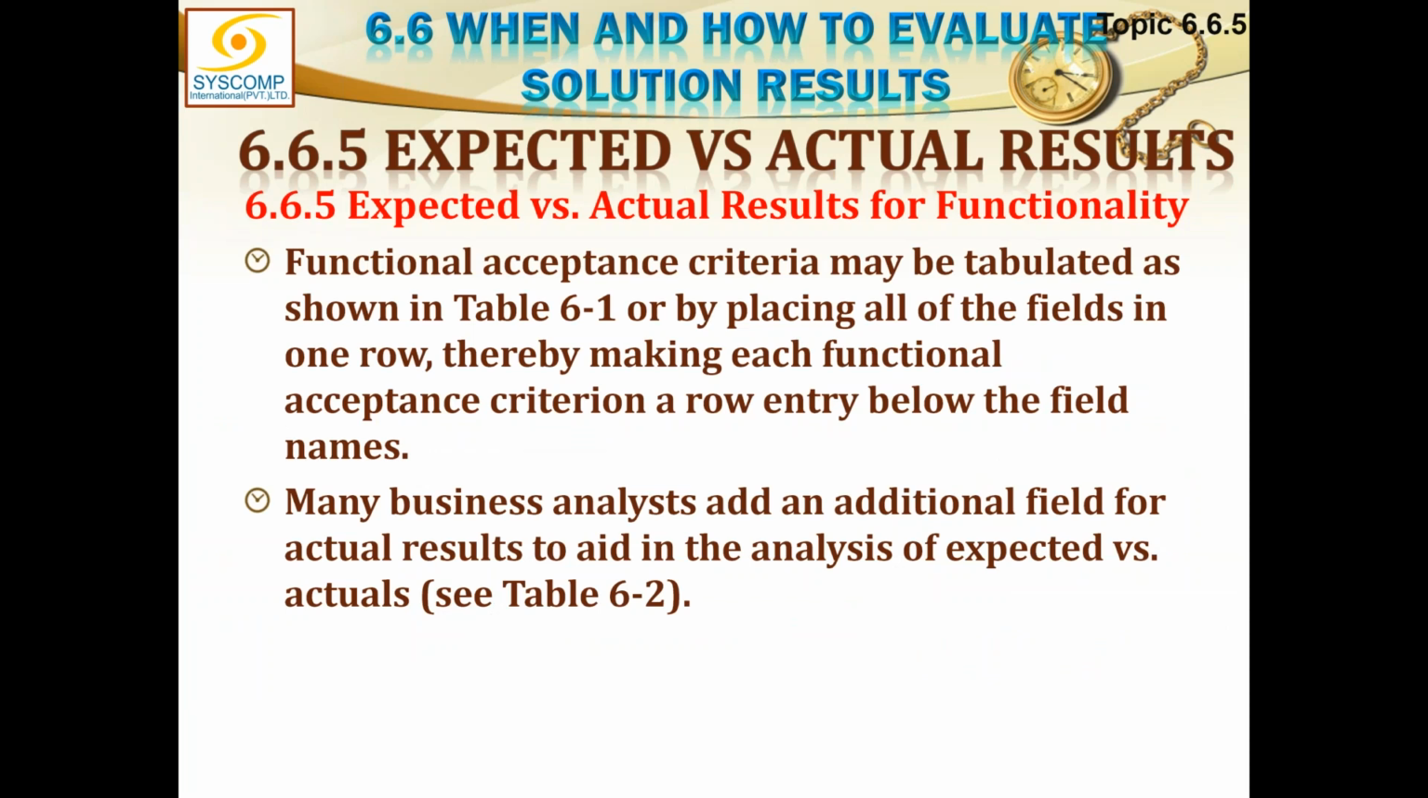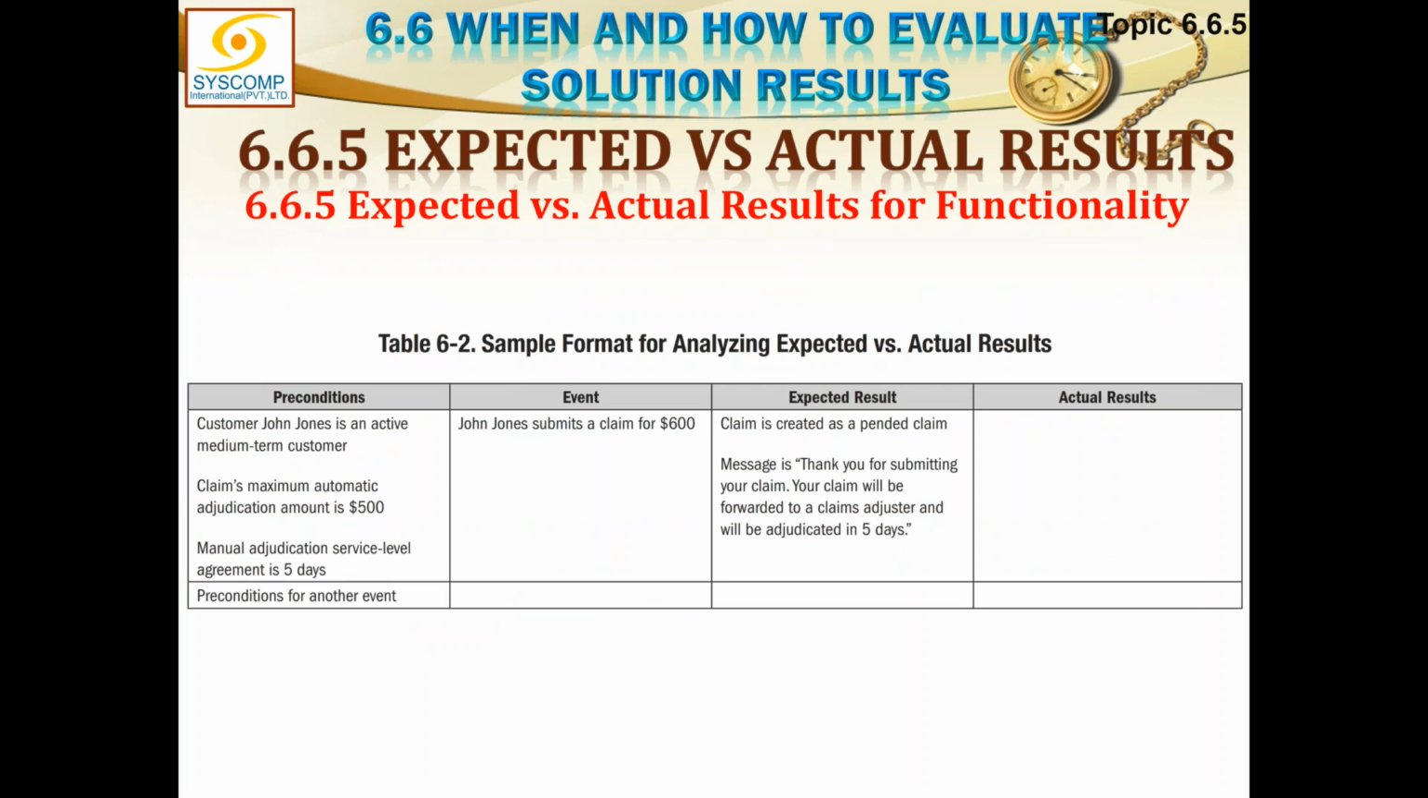Functional acceptance criteria may be tabulated as shown in Table 6.1 or by placing all of the fields in one row, thereby making each functional acceptance criteria a row entry below the field names. Many business analysts add an additional field for actual results to aid in the analysis of expected versus actual. So if you add this field, actual results, they can be written in front of that. So it could have been shown like this. First column is precondition, second column is event, third column is expected result, and whatever are the actual results would be recorded there, and expected results and actual results will be compared.